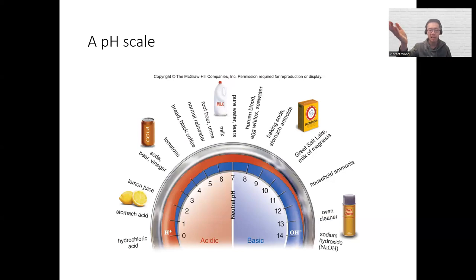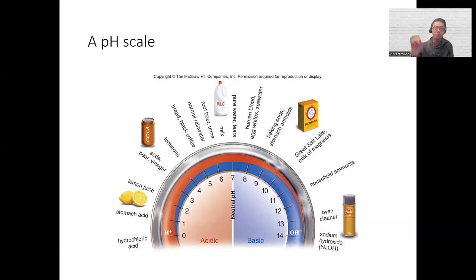Basic would be on the other end of the spectrum. These tend to be like cleaning products. Like ammonia, baking soda, which you can use to clean as well as bake stuff, right? If you have a heartburn, you take some Tums, right? The Tums is basic, to neutralize the acid in the stomach. So those are basic things.